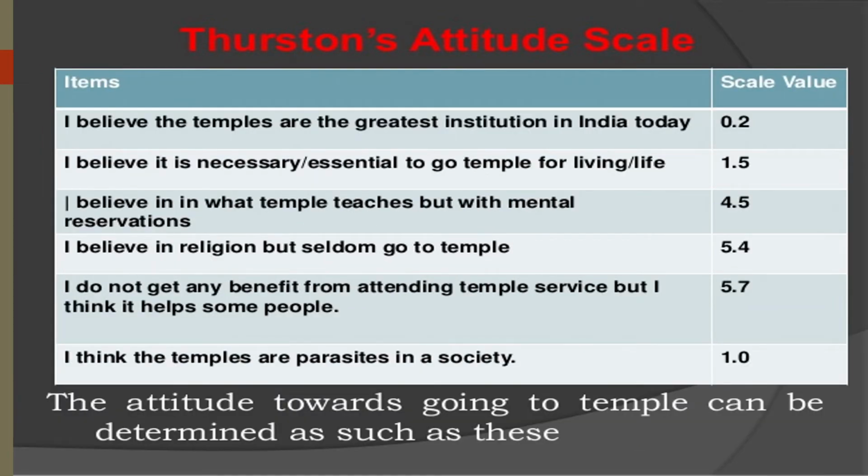In that scoring, the client does not believe that the temple is the greatest institution in India, so they give 0.2. They also do not agree that it is necessary and essential to go to the temple for living a life, so they give 1.5. What they agree with is, I do not get any benefit from attending temple service, but I think it helps some people. That statement they agree with, so they give 5.7. Attitudes towards going to the temple can be determined like this. The type of attitude a person is carrying towards the temple, we can find out with this scale.